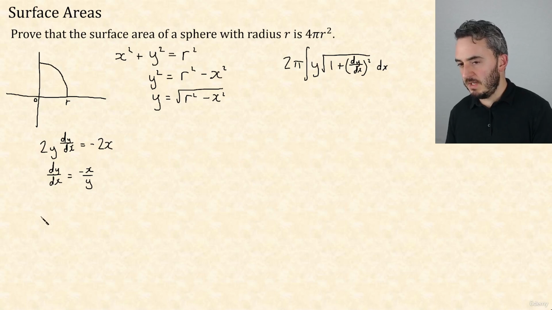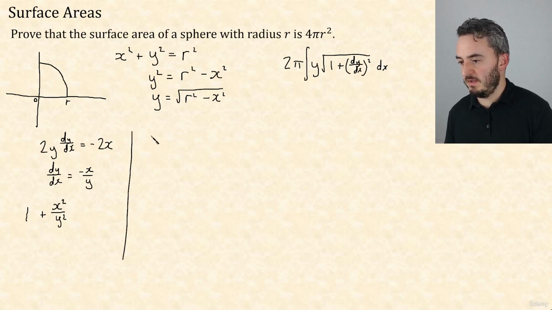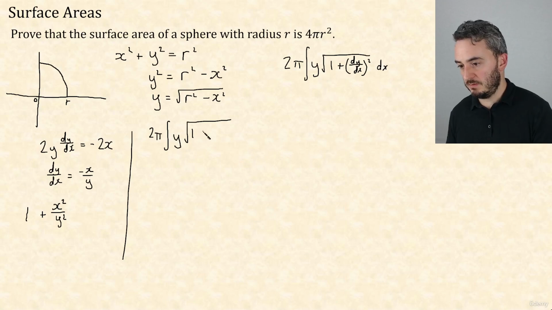So we need 1 plus the square of that. Okay, so that's the square root of 1 plus that squared. So squaring that, it's x squared over y squared. So does this make our integral easier or possible? Let's see, it's 2 pi times the integral of y, I'm going to leave that as y for now actually, times root 1 plus x squared over y squared dx.